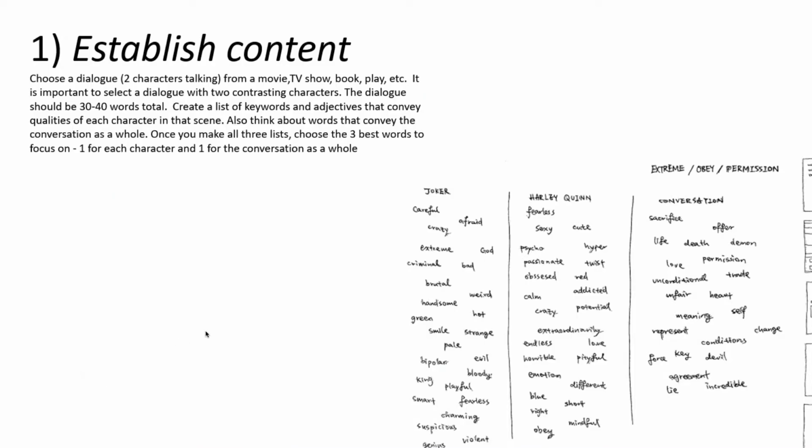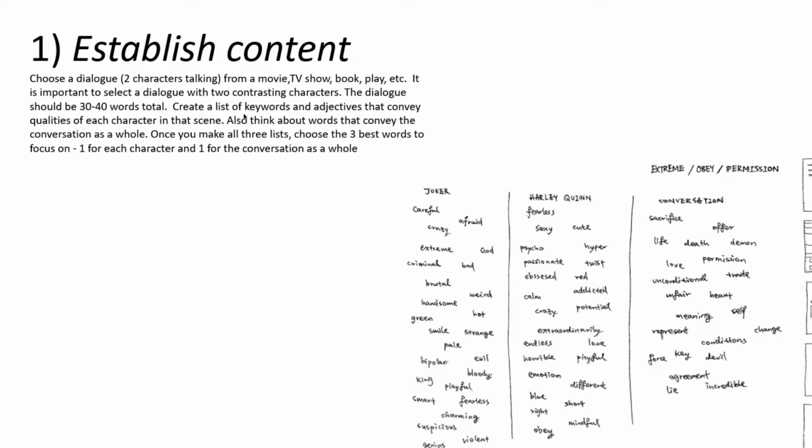So, establishing content. Choose a dialogue between two characters talking from a movie, a TV show, a book, a play. Make sure that the characters are contrasting. The dialogue should be about 30 to 40 words total. If you have like a 90 word dialogue, that's going to be too much. But if you go a little bit over 40, like 45 or 50, that's going to be fine. Try not to go too far under 30.